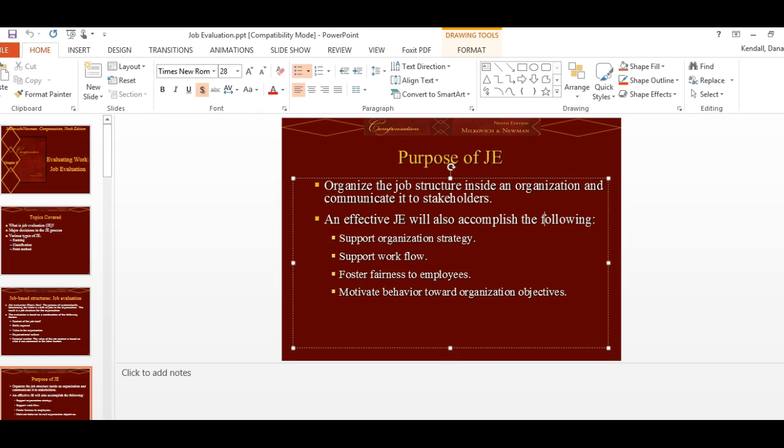When we do it effectively, we're going to accomplish the following objectives. We're going to support the organization's mission and support the workflow and hopefully help people do their job more efficiently. We want to foster fairness to the employees and motivate behavior toward those objectives that we want realized for the org.